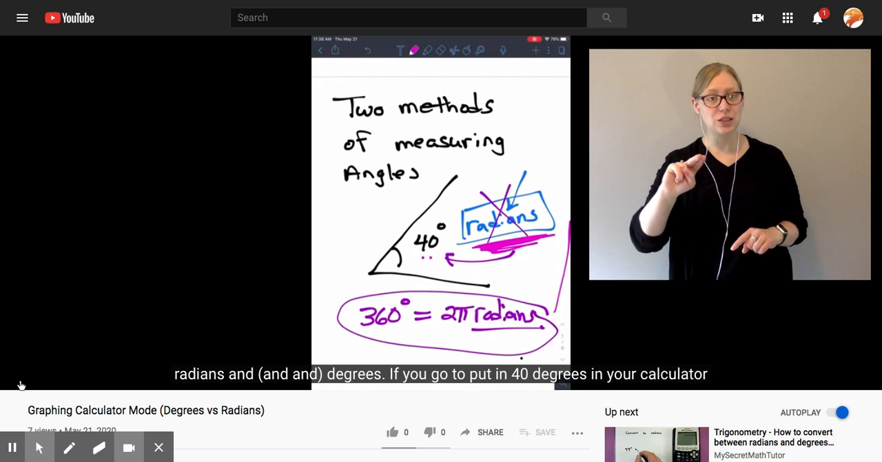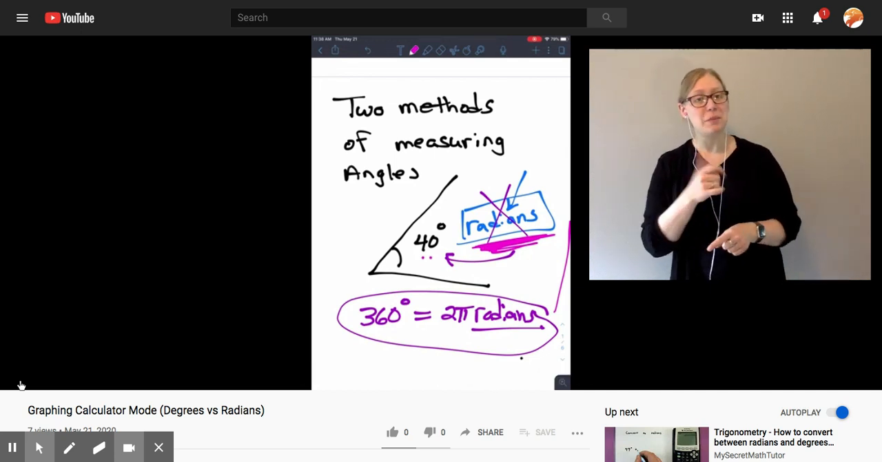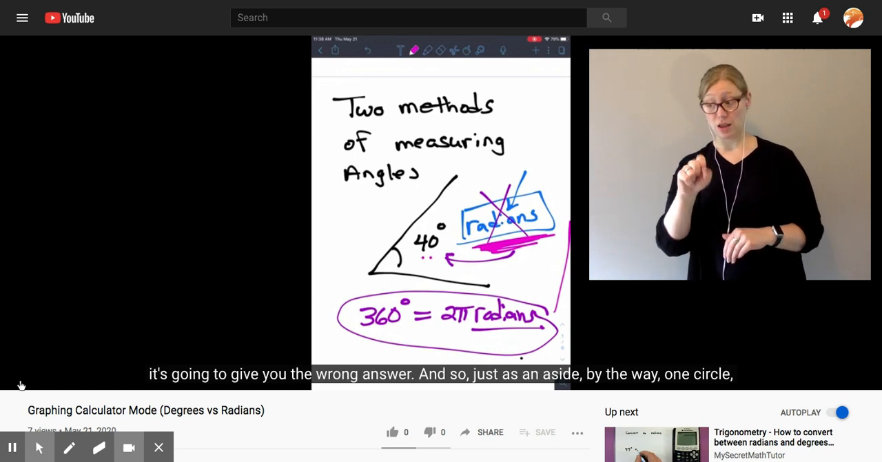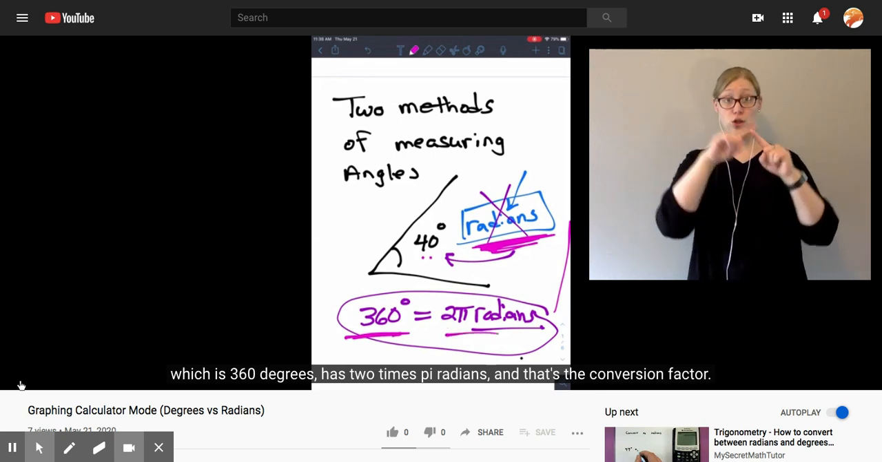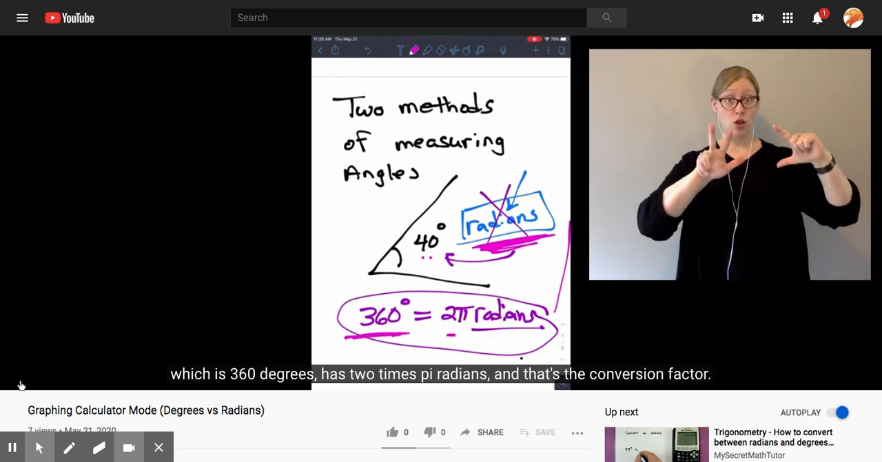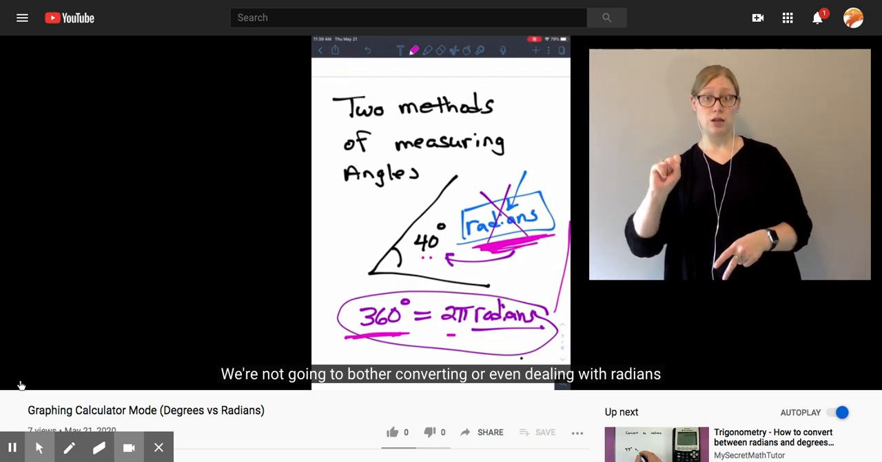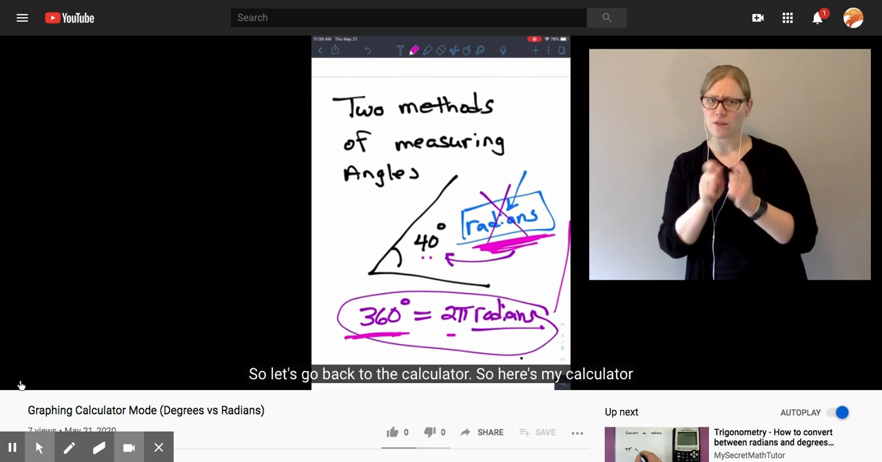If you go to put in 40 degrees in your calculator, but your calculator is expecting radians, it's going to give you the wrong answer. And so, just as an aside, by the way, one circle, which is 360 degrees, has 2 times pi radians, and that's the conversion factor. We're not going to bother converting or even dealing with radians, other than the fact to know that you got to set your calculator. So let's go back to the calculator.